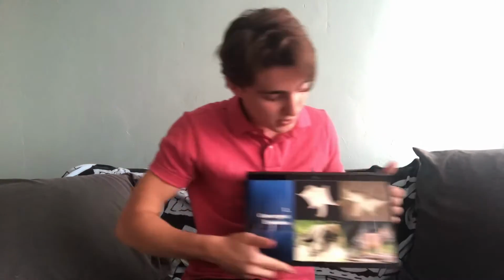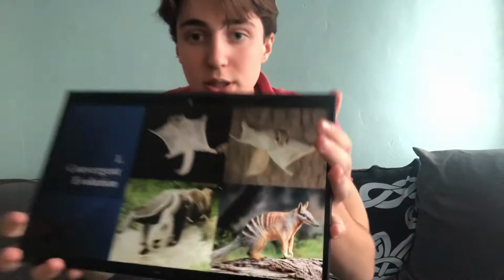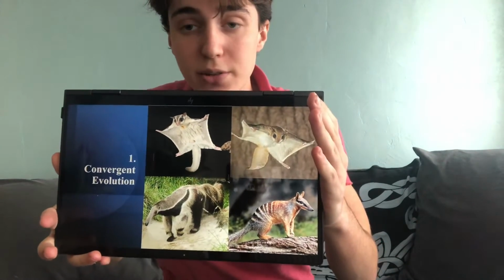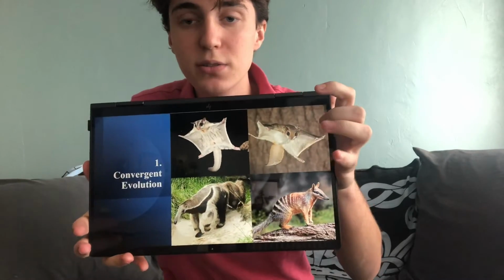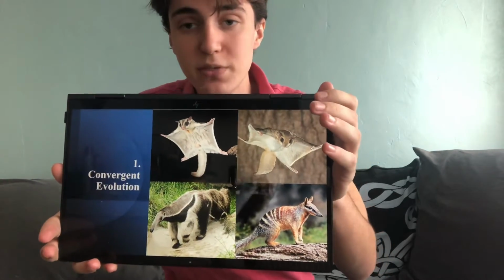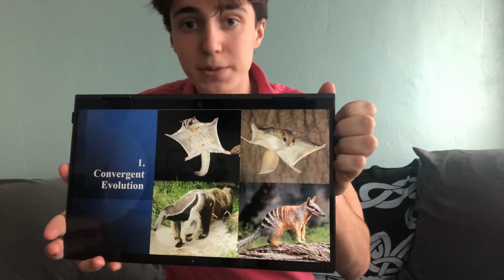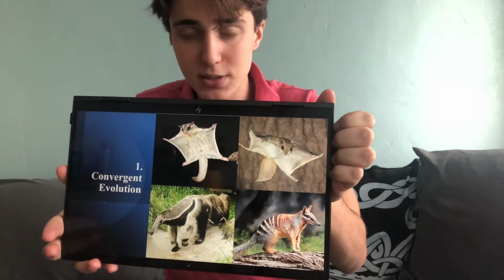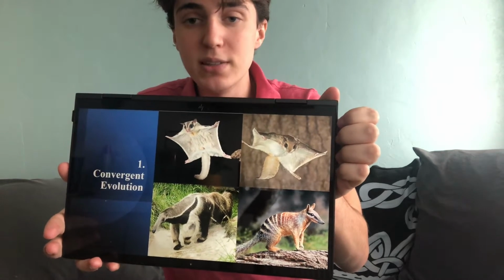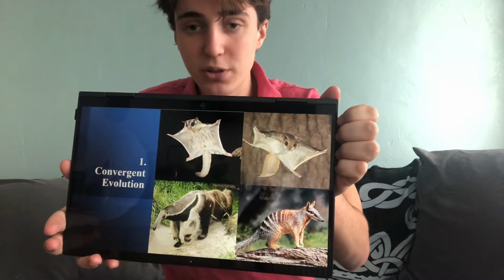The first one is convergent evolution, and we can define it by saying that it is when the same adaptation evolves independently in different lineages of species under similar pressure. My first example is the sugar glider and the flying squirrel. You can see the sugar glider on the right, and the flying squirrel. The two are from different lineages and don't live in the same area, but they developed the same ability to glide, to move from one tree to another.